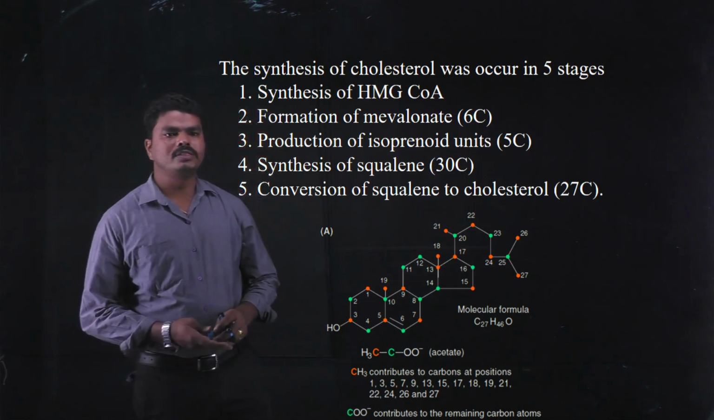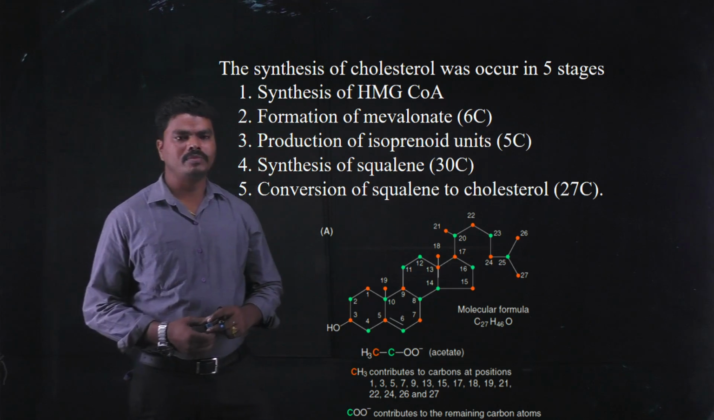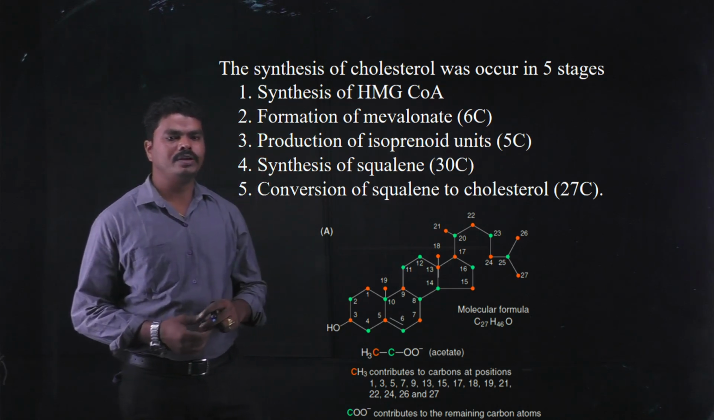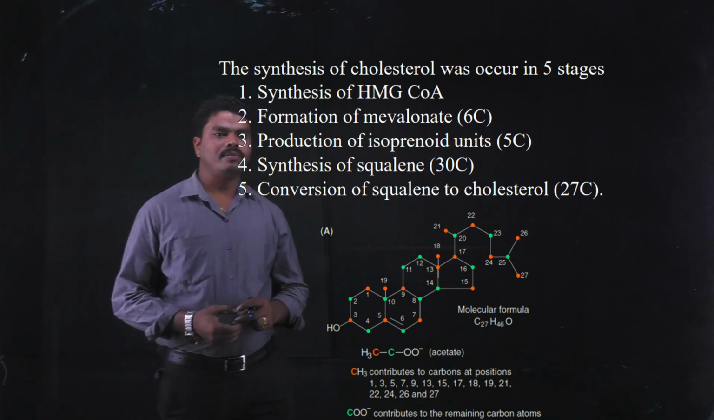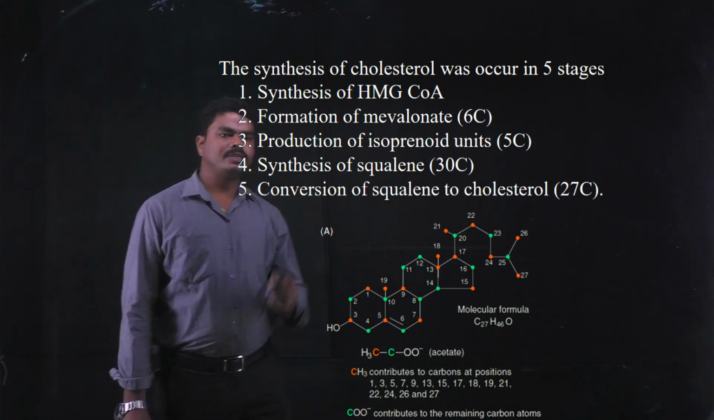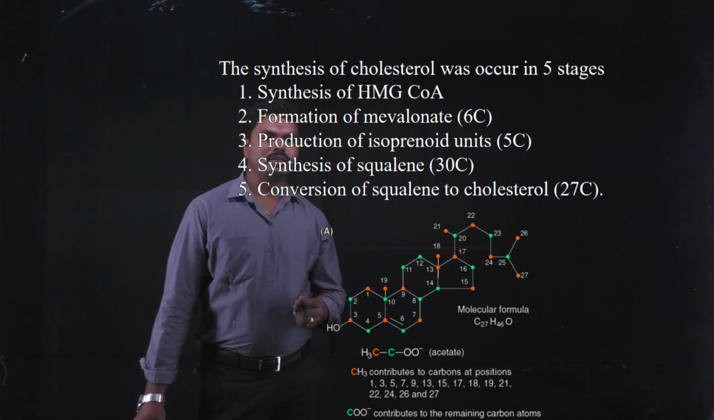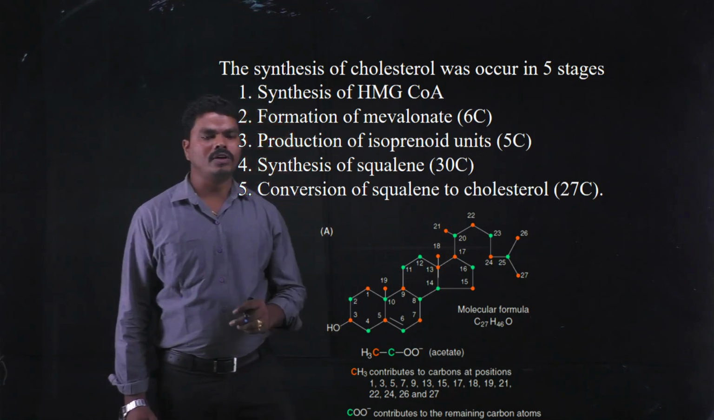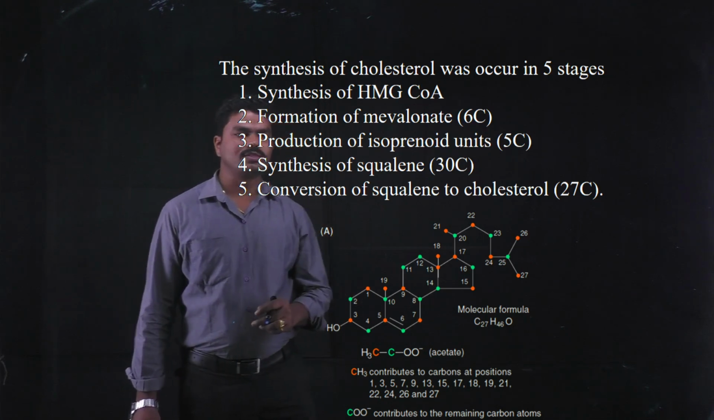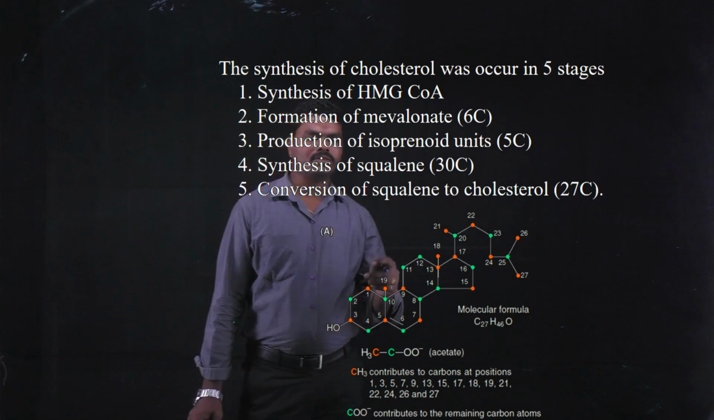Coming to the synthesis of cholesterol, it includes 5 steps. They are the synthesis of HMG CoA, formation of mevalonate and production of isoprenoid units, synthesis of squalene, and conversion of squalene to cholesterol. So these are the 5 steps involved in the biosynthesis of cholesterol.